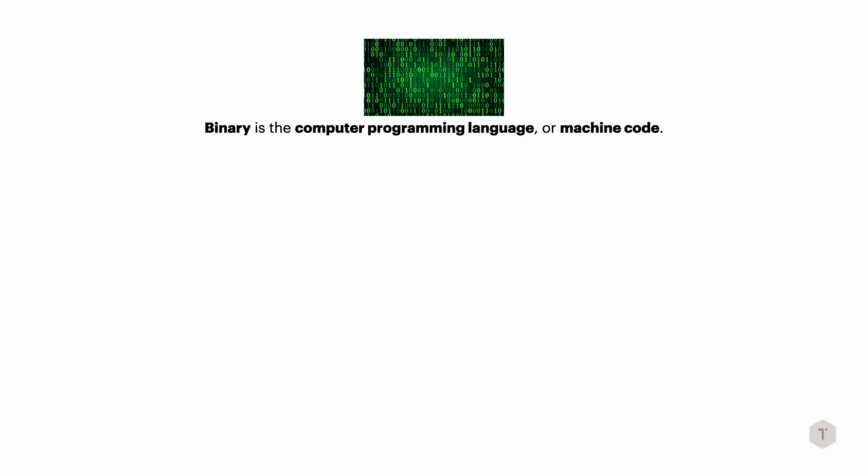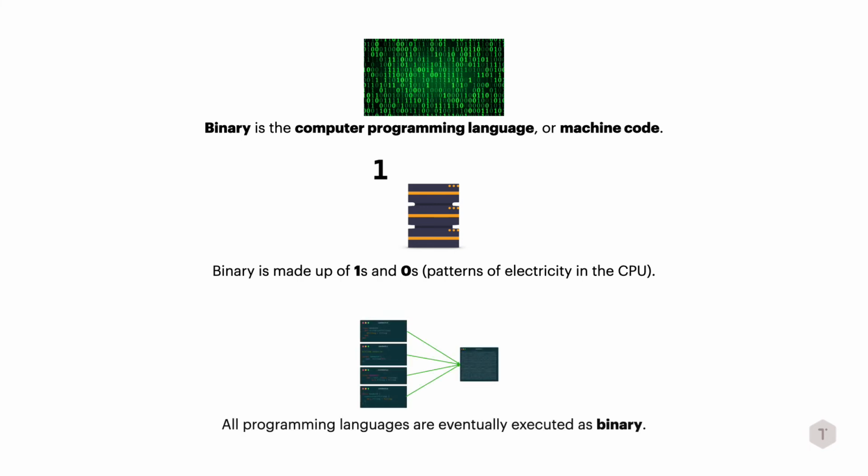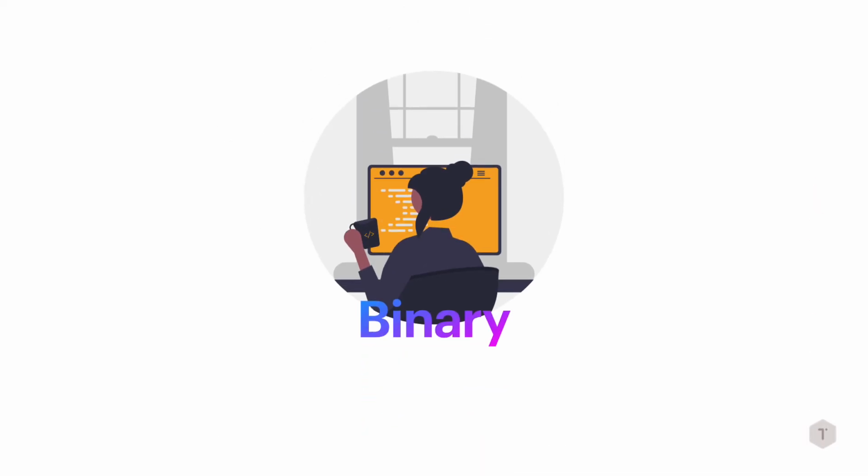Okay, let's summarize what we've covered. Binary is the computer programming language, also known as machine code. It's made up of ones and zeros, which correspond to patterns of electricity in the computer's CPU. And source code in any programming language is eventually executed as binary. So that's the computer language binary.